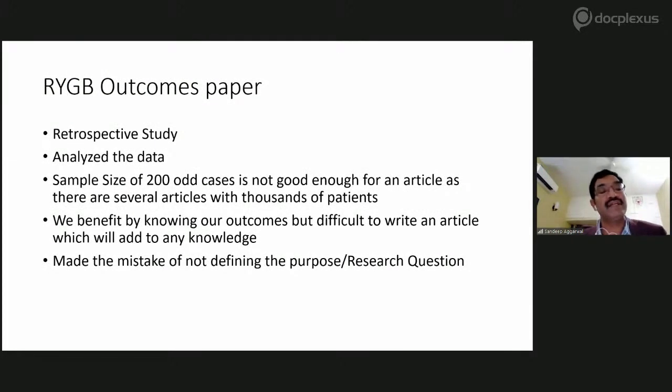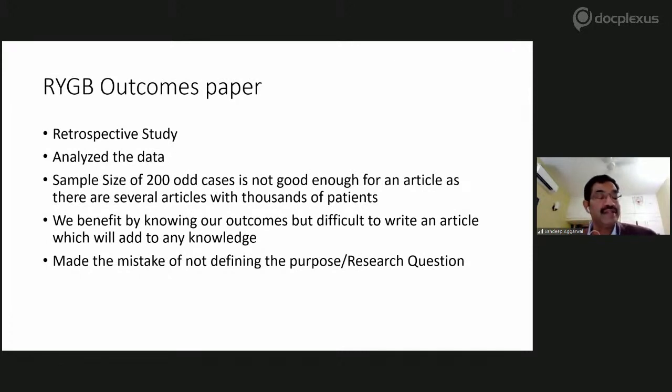This is a mistake we made recently. Again, from a personal example, we decided we'll study the RYGB outcomes in our own population. We analyzed the data, we collected everything from our database. But a sample size of 200 odd cases is not good enough for an article on RYGB outcomes. There are several articles with thousands of patients, and no good journal will even have a look at it. Although we may personally benefit by knowing our own outcomes, as Dr. Raman said, it was difficult to write a publishable article which will add to any substantial knowledge. Maybe it will get accepted in a local journal where Indian data may matter.